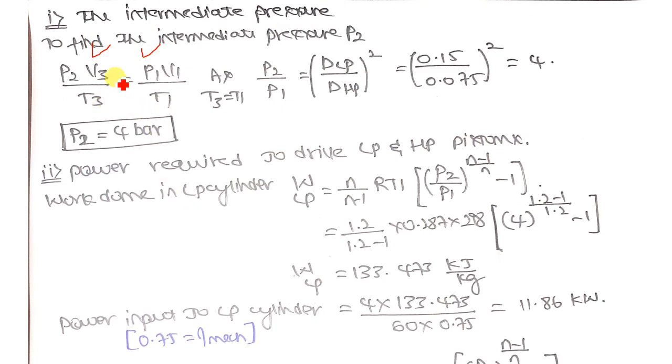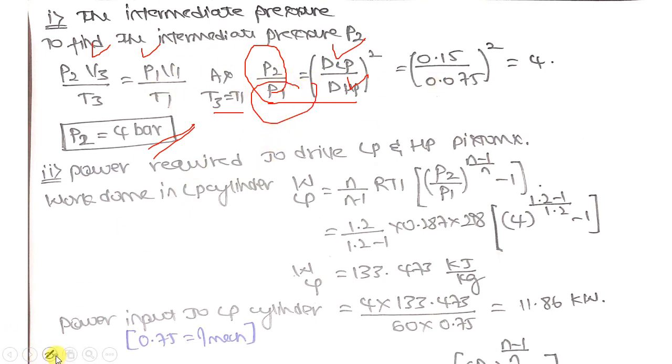Therefore, P2 by P1 is given directly in terms of the diameters, the diameter of LP divided by HP, whole squared. If you know the diameter of LP and the diameter of HP, just substitute 0.15 and 0.075, which are given in the problem, and you will get the value of P2 by P1 as 4 bar. The value of P1 is 1 bar, so the P2 value would be 4 bar, which is your intermediate pressure.